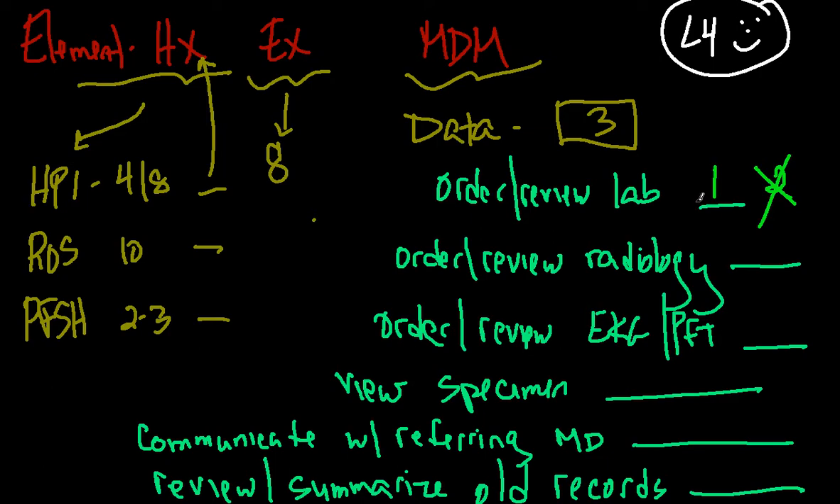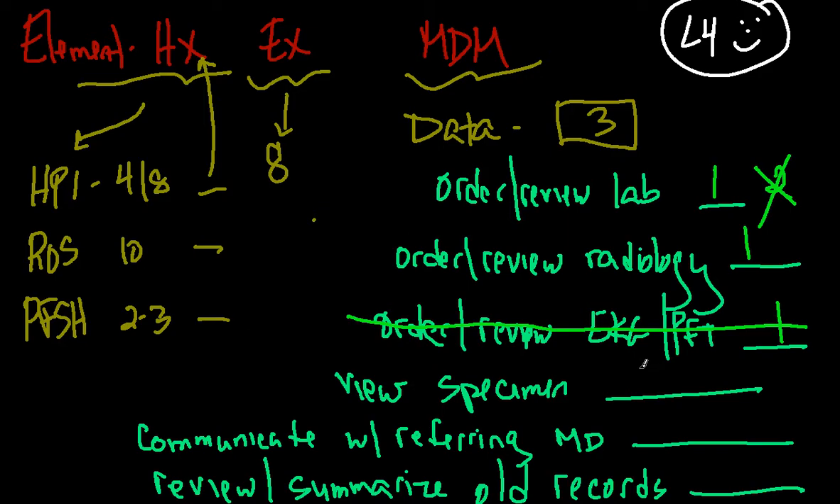If you order or review a radiology test, and for a kidney doctor that would probably be an ultrasound or a CAT scan, you get 1 point. The same is true here. Order a test, 1 point. Review a test, 1 point. Order and review, 1 point. If you order or review an EKG or a PFT, you get 1 point. Now this is an item that really won't apply to many nephrologists that I know. So I've put it in here for thoroughness, but I'm going to cross it out because I don't think it applies to the kind of work that kidney doctors do.